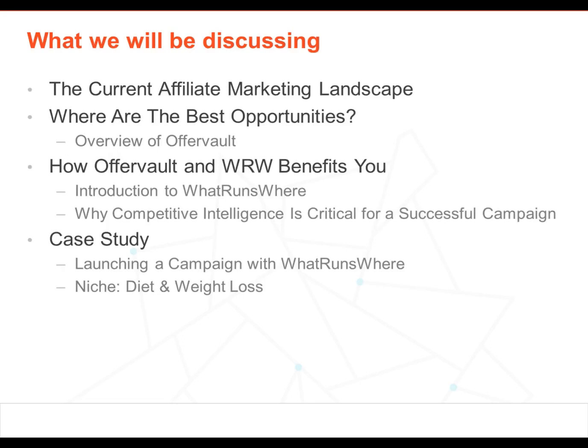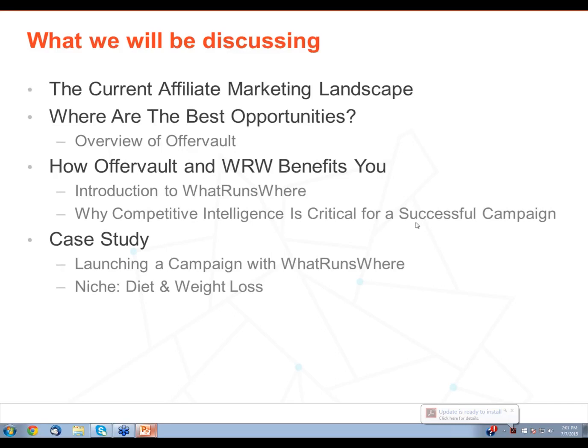All right, so here's what we're going to be showing you today. We're going to discuss the current affiliate marketing landscape. We're going to talk about where the best opportunities lie right now. I'm going to show you a quick overview of OfferVault so that you can see how to look those things up. We're going to talk about how OfferVault and WhatRunsWhere benefits you. We're going to introduce you to WhatRunsWhere and talk about why competitive intelligence is so critical for a successful campaign. And lastly, we're going to share with you an awesome case study. We're going to show how to launch a campaign using WhatRunsWhere in a niche that probably a lot of you have a strong interest in, which is the diet and weight loss niche. So let's hop over to the next slide.